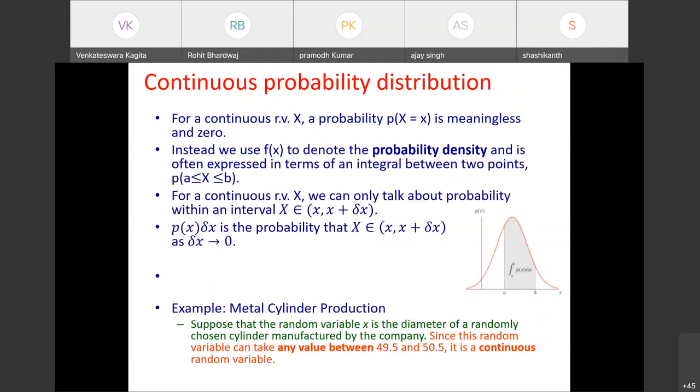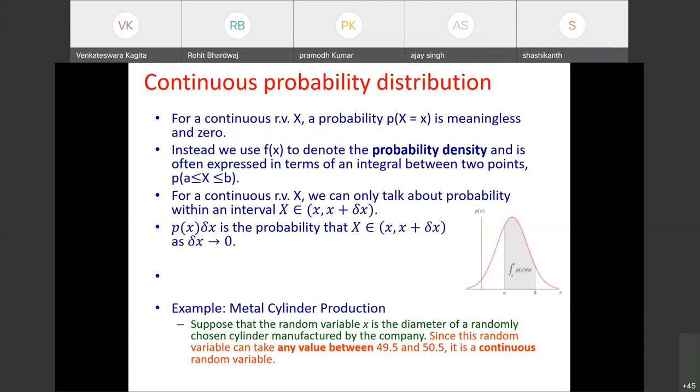Right. Now let's talk about the continuous probability distribution. For a continuous random variable, the probability of X taking a certain value x is meaningless, and most of the time it may be zero. Suppose I ask what is the probability that weight is equivalent to 75.234567. Is it meaningful? No, right? It is meaningless, and it may be zero. The average weight cannot be exactly that value.